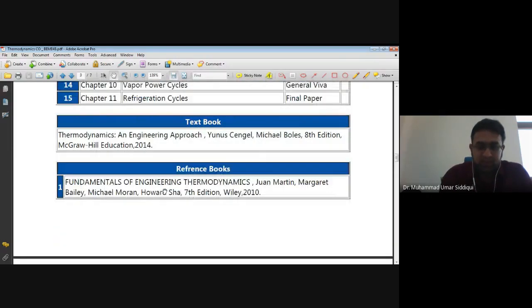The textbook will be Thermodynamics: An Engineering Approach by Yunus and Michael. This is the 8th edition. I will provide you the 8th edition, but my lecture slides are mostly from the 5th edition. Actually, edition to edition, there is not much difference. The concepts remain entirely the same. The only thing that differs is that for some numericals, the numerical values change a little.